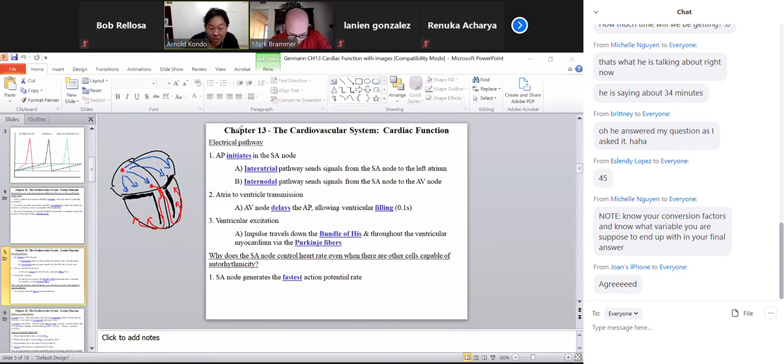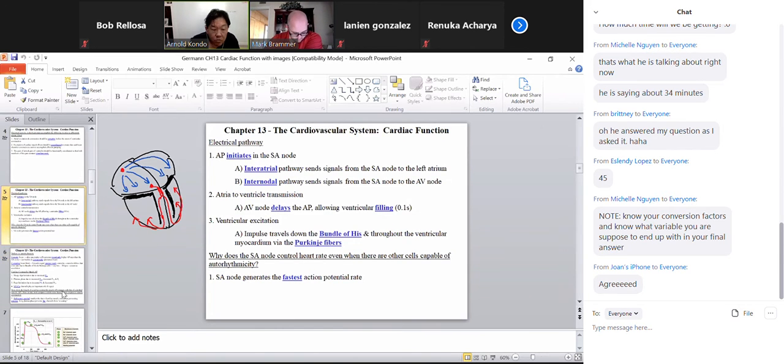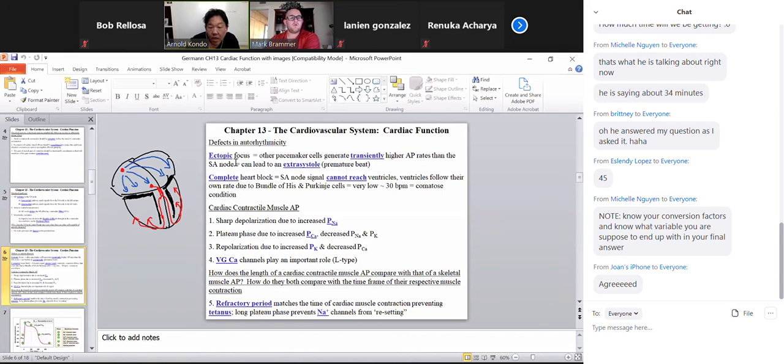All right. And that's really all it is, guys. It's very basic with regards to electrical pathway. And of course, when it comes to the things that can go wrong, again, ectopic foci. So these are defects in autorhythmicity. Again, remember this: SA node, AV node, bundle of His cells, Purkinje fiber cells, they all are myogenic. It's just that they have different degrees of myogenicity. And this is why the SA node controls everything. But it doesn't mean that other parts of your heart can't transiently have higher activity.